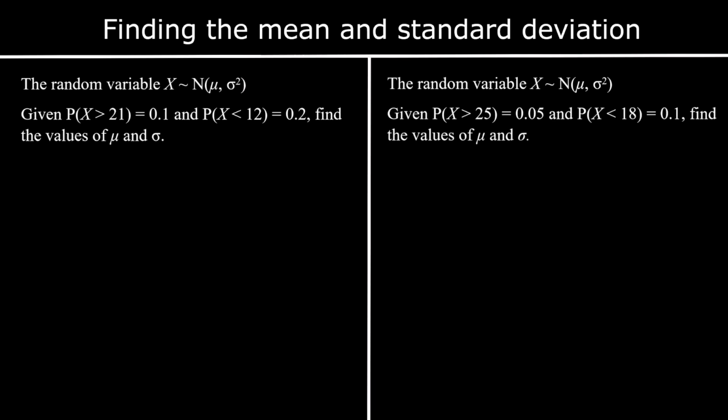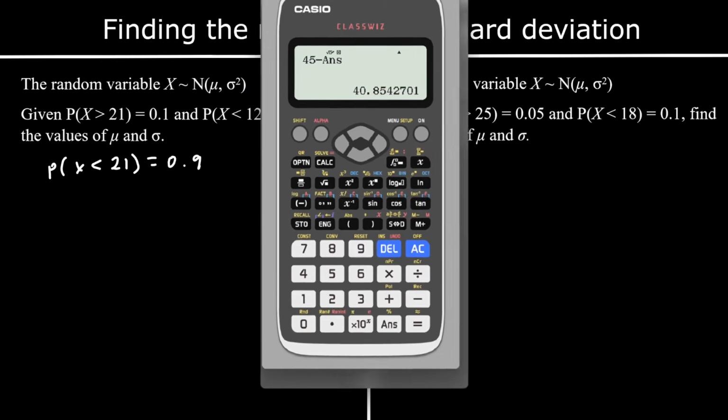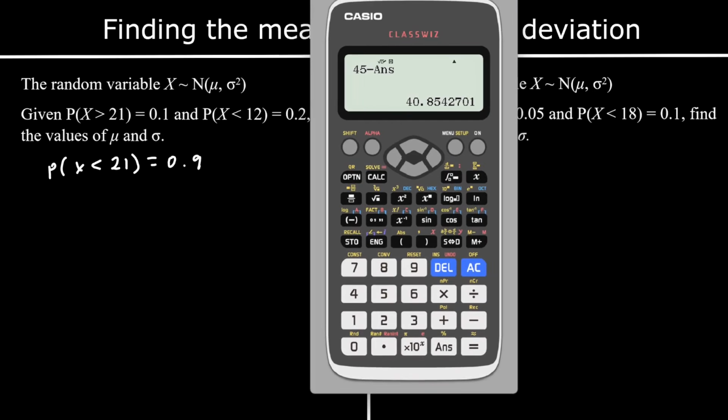And another question, this time we're not given the mean or the standard deviation, and we need to work them both out. But we've got 2 bits of information. The probability that x is greater than 21 is 0.1, so the probability x is less than 21 must be 0.9. The probability x is less than 12 is 0.2. So we're going to find a z value for both of these bits of information, and we'll get 2 formulas, which is going to make simultaneous equations.